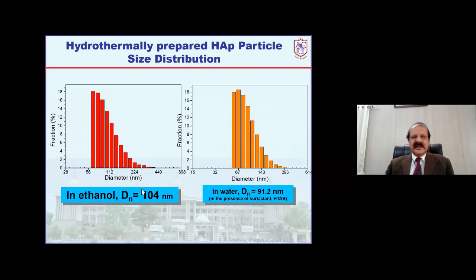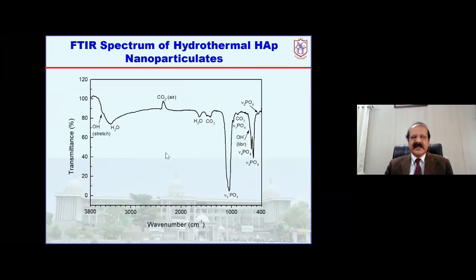And here, this is the particle size distribution. These hydroxyapatite nanoparticles disperse very well both in ethanol and water, and we have measured the particle size distribution in both. And this is the infrared spectrum of hydrothermally prepared hydroxyapatite nanoparticles, a very beautiful spectrum. And we found quite a good amount of carbonate here.